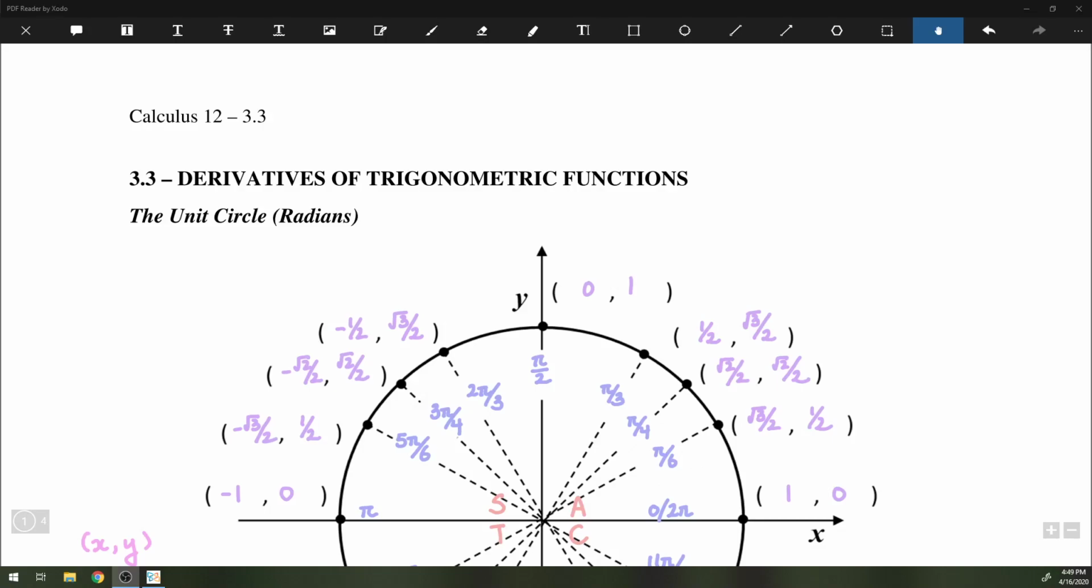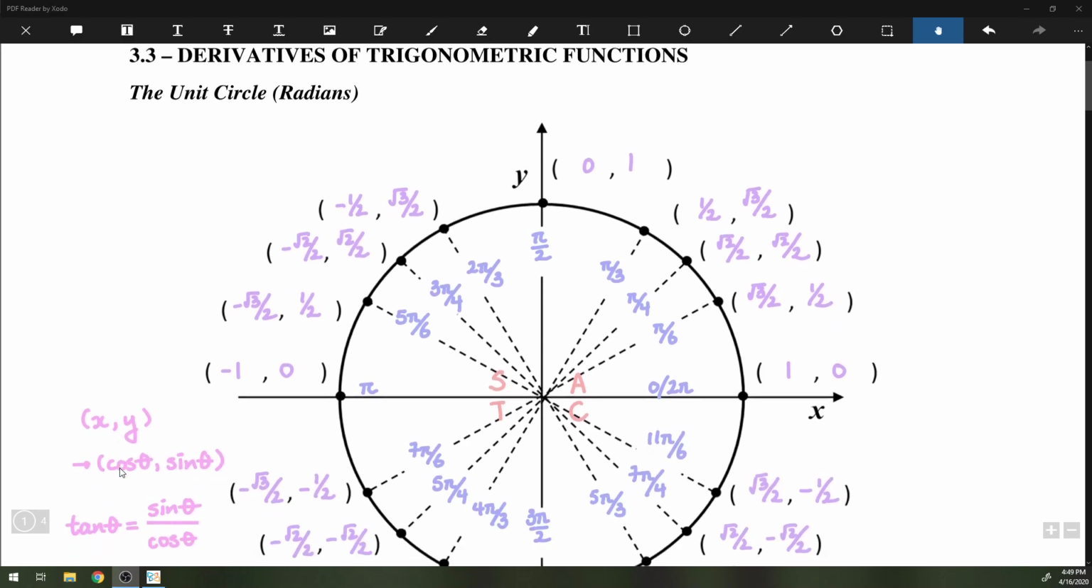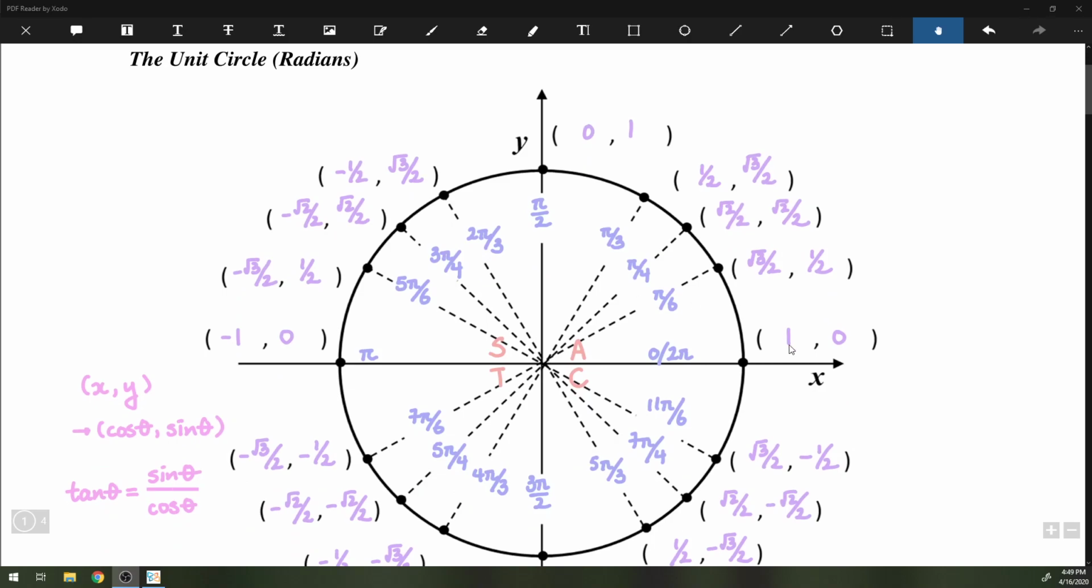Hello everyone. So today we're going to begin going over section 3.3, which is about the derivative of trigonometric functions. Today is going to be a little bit of review of pre-calculus 12, starting with the unit circle in radians, as you can see here. So we have, of course, on the inside here, the standard "All Students Take Calculus," which tells you which one of the three trig ratios are positive.